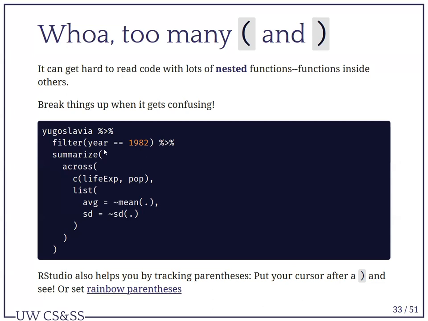So this might be a time to use return so that you can say, okay, we filter the data and then we're going to summarize across these 2 columns. And then within our list, we run these 2 operations and then let all of our ending parentheses kind of hang.